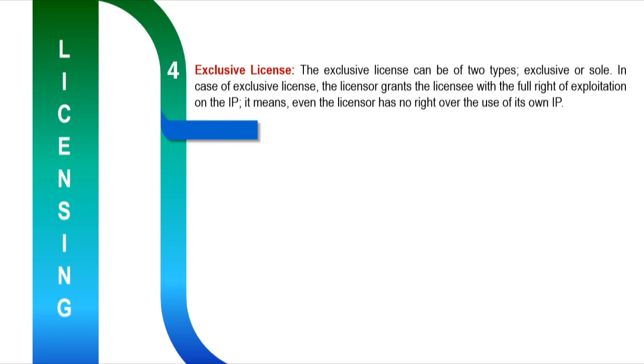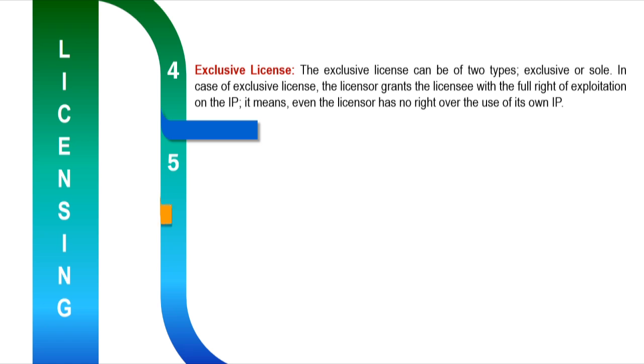Now, licensing is of different types. The first one is known as the exclusive license. Exclusive license is further of two types, exclusive or sole. In case of exclusive license, the licensor grants the license with the full right of exploitation of the IP. It means the licensor has no right over the use of its own IP. That means all the rights are now with the new owner.